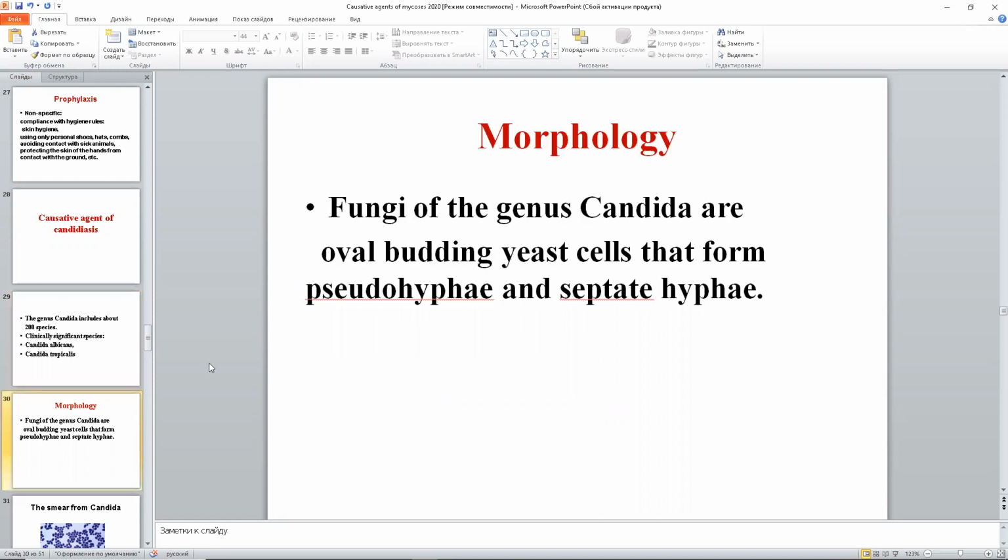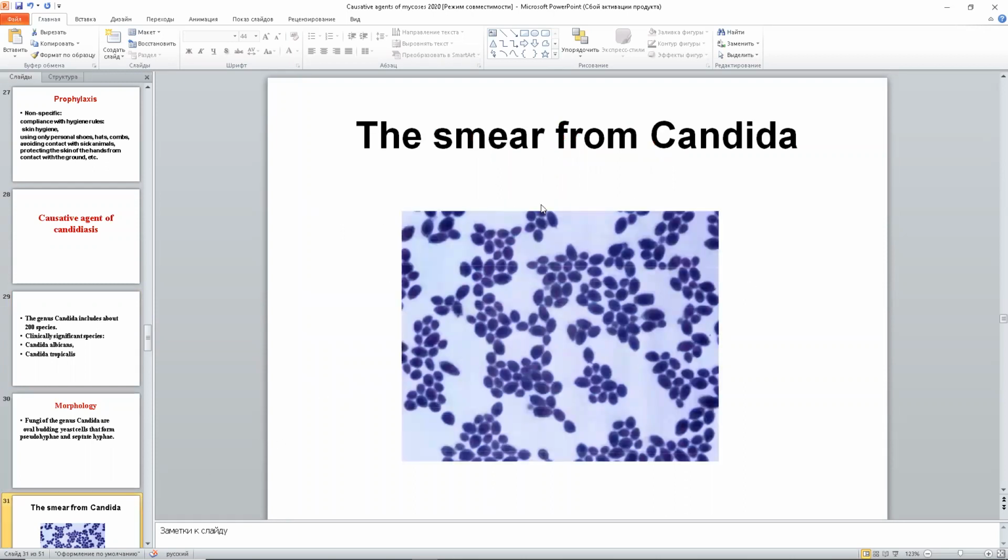What are they by morphology? Fungi of the genus Candida are oval budding yeast cells that form pseudohypha and septate hypha. In the smear from Candida, they really have an oval shape and irregular size, and they multiply quickly. They sometimes stay together, looking like hypha, but really it's not hypha. They are separated cells, but they have just one thin layer, and so they stay together.